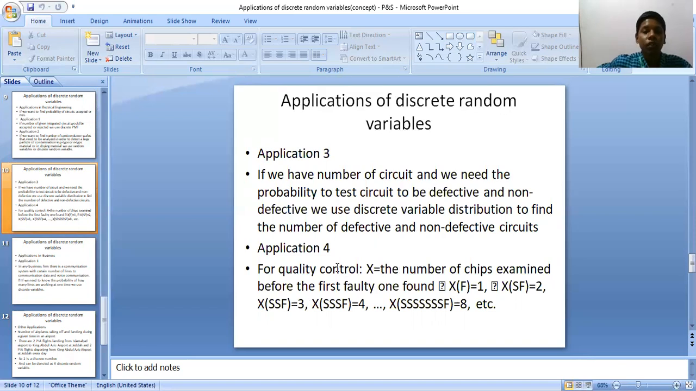And application 4 is for quality control. X is equal to the number of items examined before the first faulty one is found. f(x) means the probability of faulty equal to 1, the probability of safe and faulty equal to 2, the probability of third is safe and faulty equal to 3, the probability of safe and faulty equal to 4, and so on, up to the probability of safe, faulty equal to 8, etc.